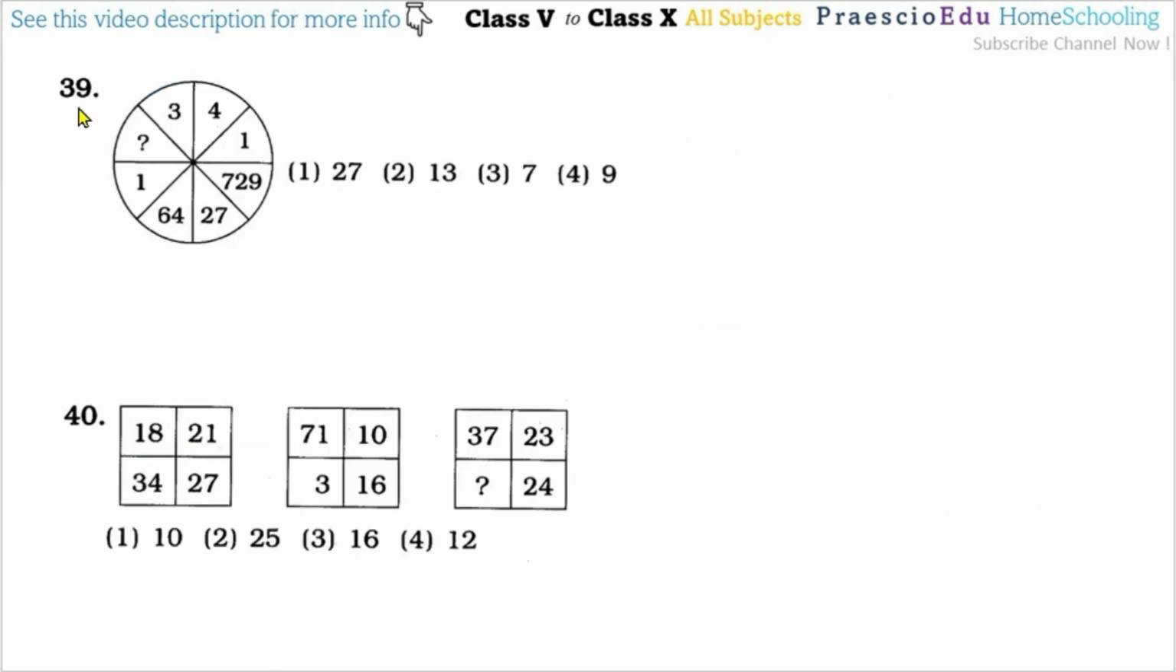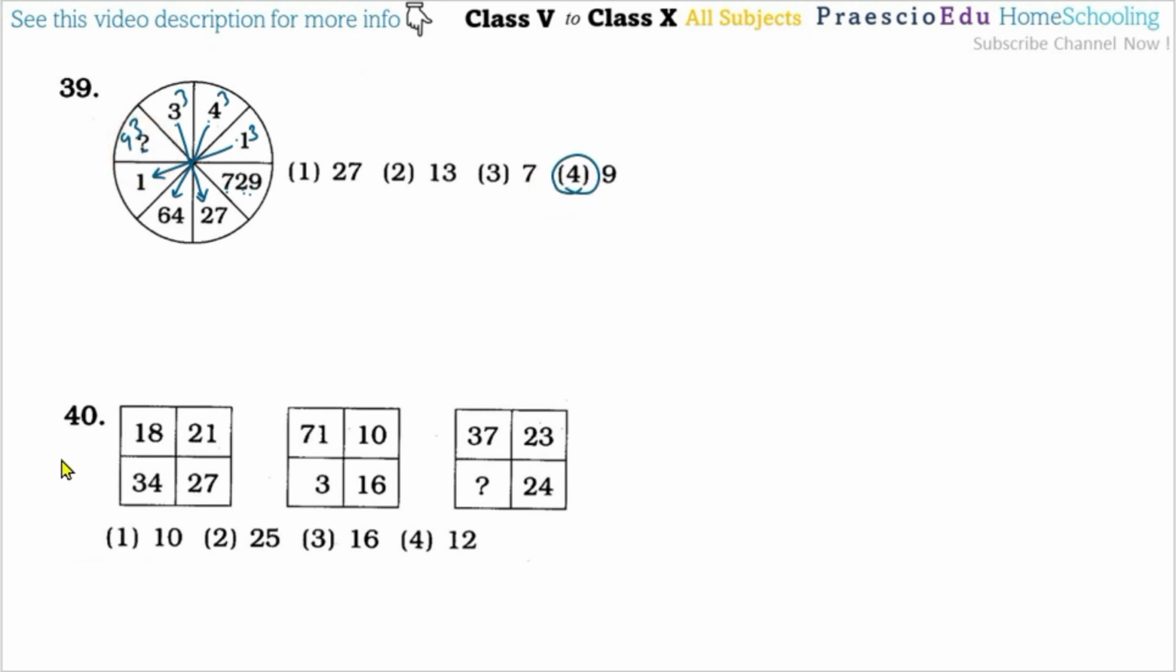Now question number 39, to find out the opposite numbers. So 1's cube is 1, which is present opposite to this one. Now 3's cube is 27, which is present opposite of this 3. Then 4's cube is 64, which is present opposite of this 4. Likewise 729 is the cube of 9, so 9's cube is 729, so 9 can be replaced with the question mark, and 9 is available in option number 4.